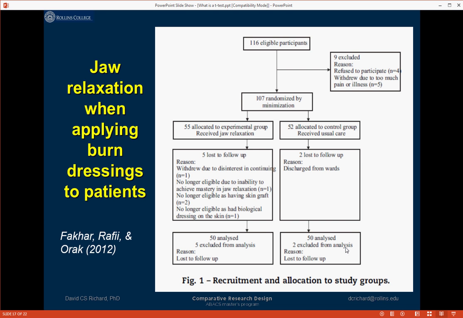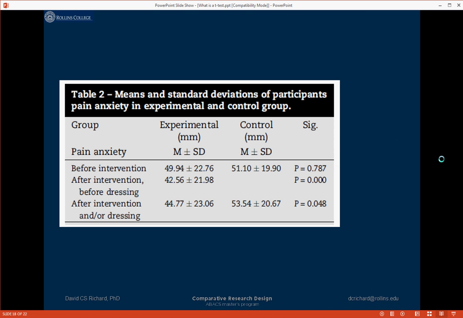The other independent samples t-test that they could run is at the post-test, after the intervention is given and the dressing is put on. The experimental group reported anxiety about this procedure at 44.77 and the control group at 53.54. So that difference right there just bordered on significance. They report it as statistically significant. If they rounded, it's at 0.05. Right there on the border whether or not this is true.